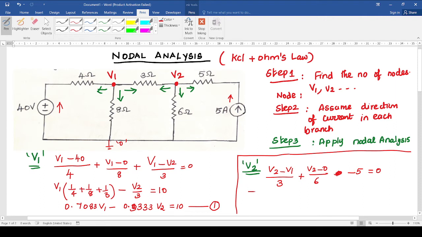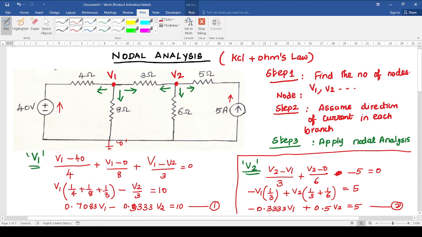Next I am going to separate the variables. V1 of 1 by 3 plus V2 of 1 by 3 plus 1 by 6, that is equal to 5. Now I am going to reduce this using the calculator. 0.333 into V1 plus 1 by 3 plus 1 by 6, that is 3 inverse plus 6 inverse, gives the value 0.5 V2, that is equal to 5. This is equation number 2.